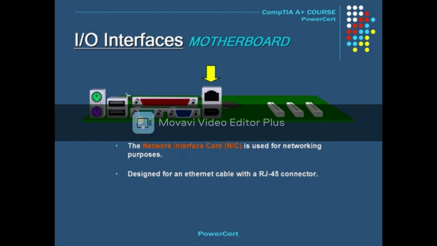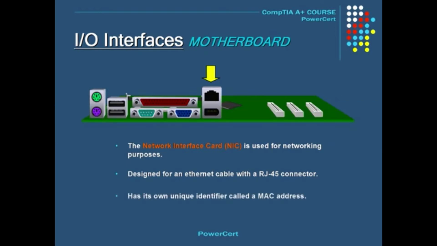A NIC provides a computer with a constant dedicated connection to a network. And each NIC has its own unique identifier called a MAC address. The transfer speed ranges from 10 to 1000 megabits per second.